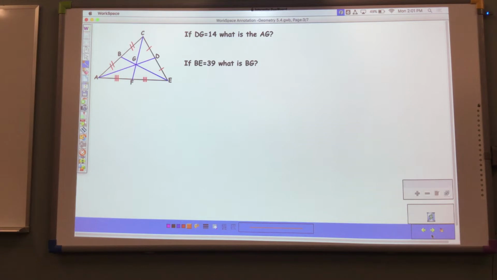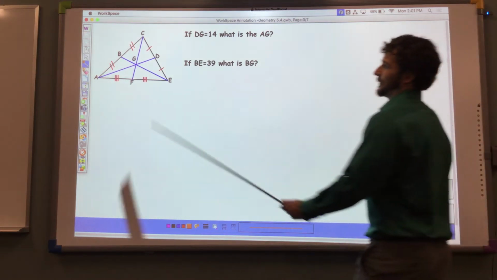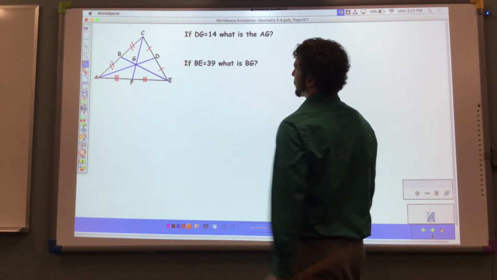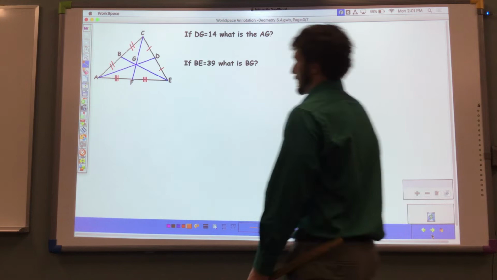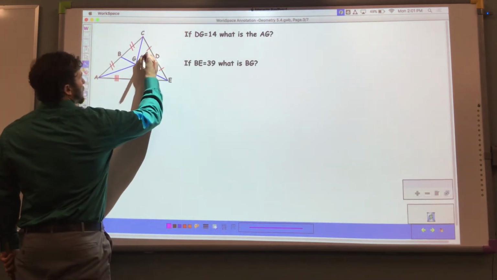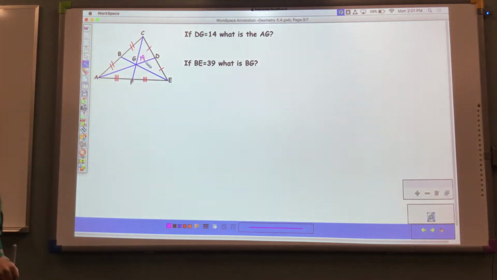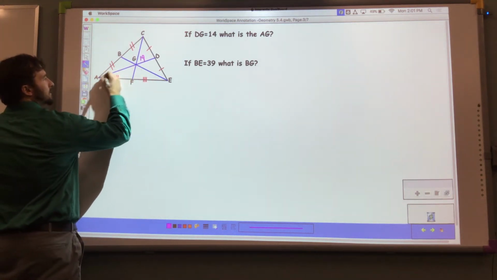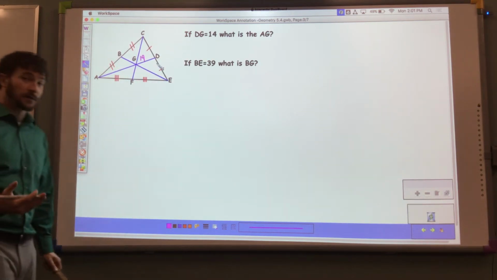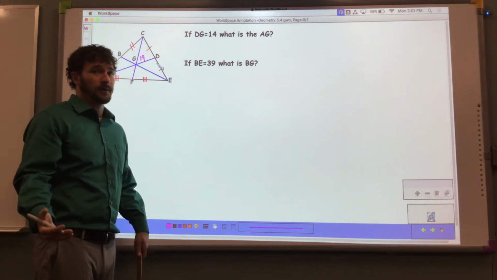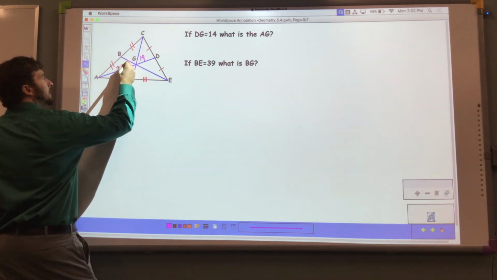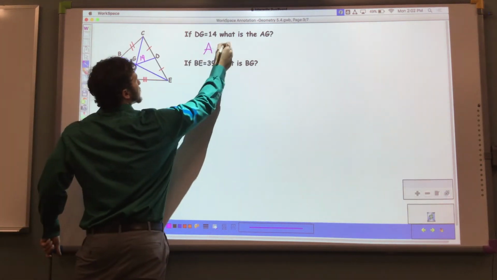So, using that information, we know that G is our centroid because it's where all the medians intersect. Again, medians go from vertex to midpoint. It says if DG is 14, then what is AG? Well, from here to here is 2/3. Okay? We said this is 1/3. Well, if you think about it, 2/3 is twice as big as 1/3. So if we multiply this by 2, we would get 28. So AG is 28.